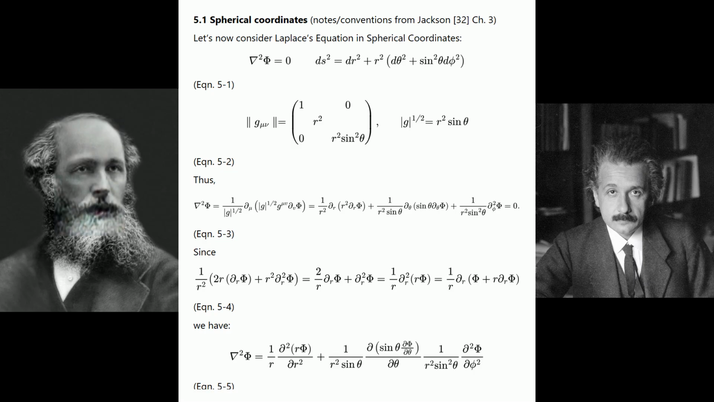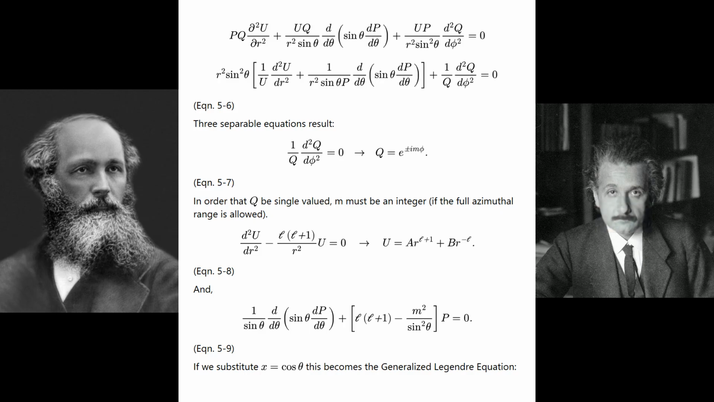Thus, see equation 5-3. Since see equation 5-4 that follows, we have see equation 5-5. Use phi equals u of r over r, P of theta, Q of phi, with gradient squared phi equals 0. See equation 5-6 that follows. 3 separable equations result. See equation 5-7.